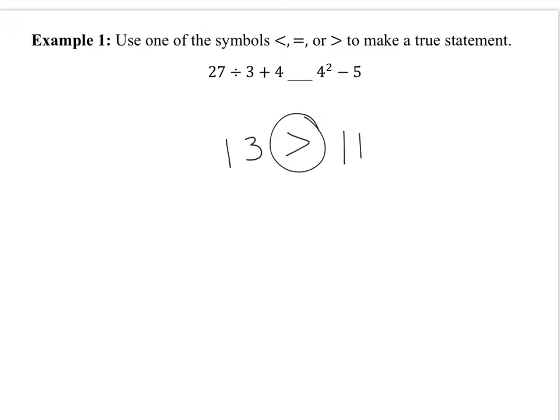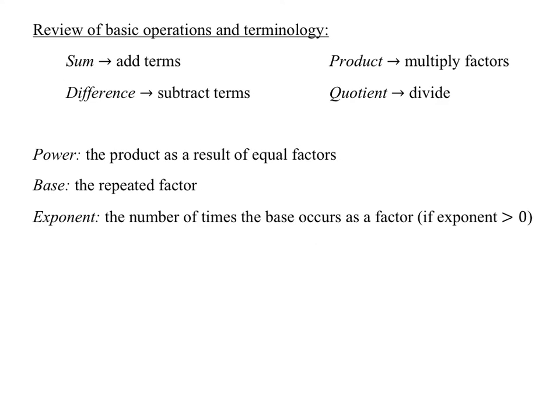So, we're going to see an example in a moment, we'll go over that. But that's the only thing you have to really think about for PEMDAS, straightforward. Some quick reviews. When you hear the word sum, we have to remember to add. When we hear the word difference, remember to subtract. When we hear the word product, multiply, and quotient, divide.